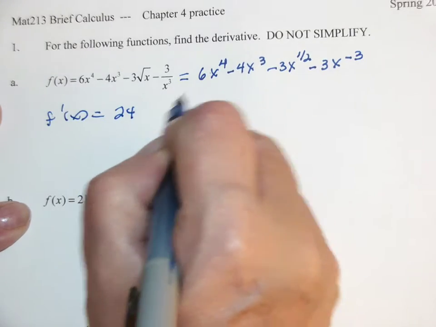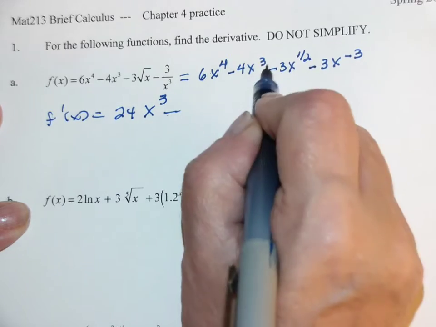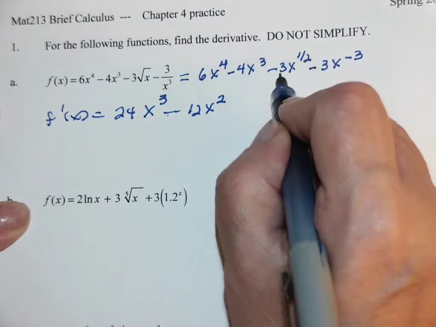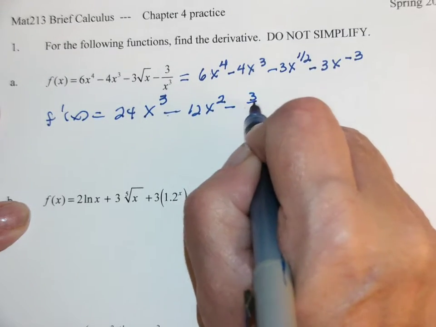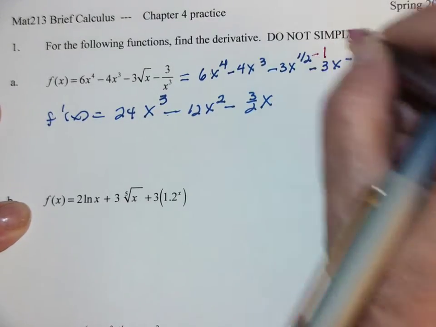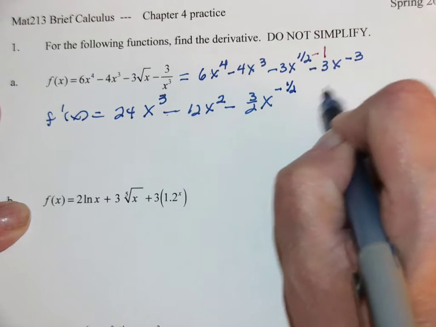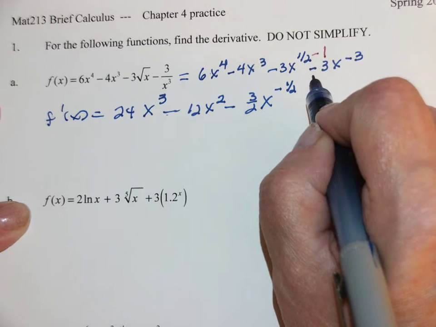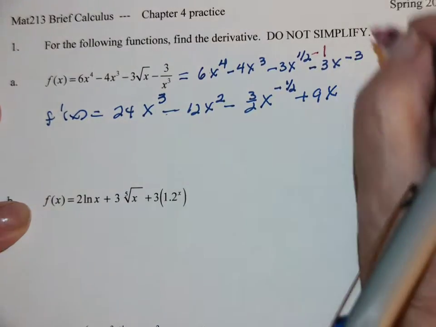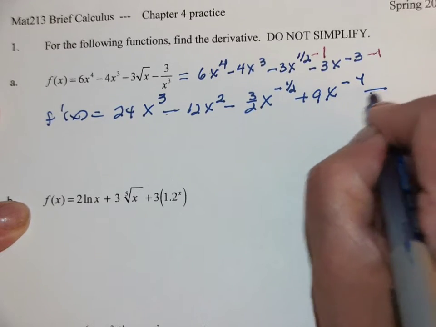4 times 6 is 24x cubed. Minus 4 times 3 is 12x squared. 1/2 times 3 is 3/2, x to the 1/2 minus 1, so that would be negative 1/2. And minus 3 times minus 3 is plus 9. x to the minus 3 minus 1 would be minus 4.